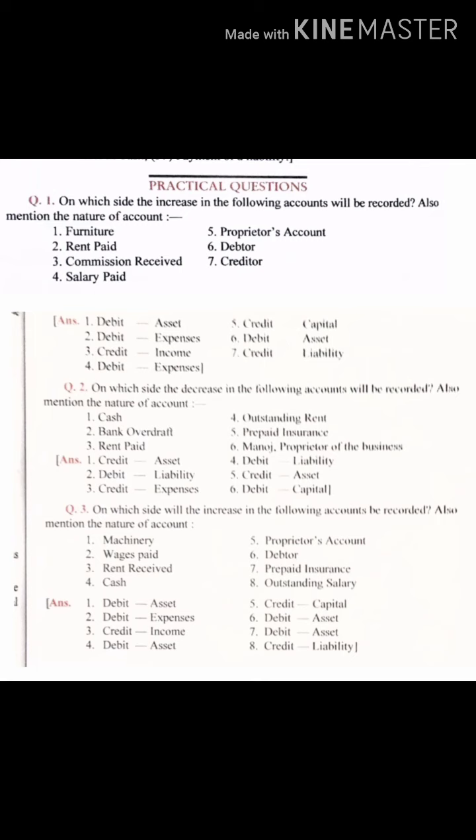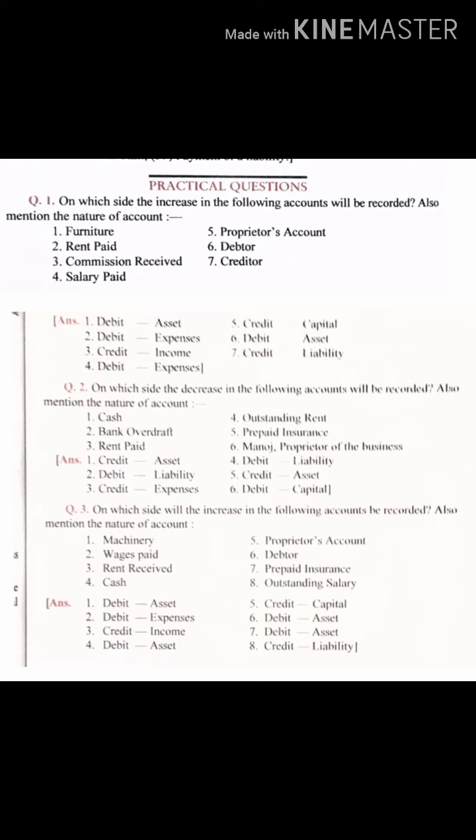Okay. Now next is proprietor's account. Now proprietor's account is what? It's capital. Now if proprietor's account is increased, where do we record it? We record it on the credit side. Fine. Now next is debtors. Debtors are assets. Now if assets are increasing, it is recorded on the debit side. Now creditors. Creditors are what? Liability. If creditors are increasing, that means we will record it on the credit side. Am I clear?